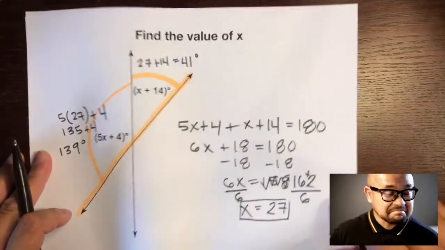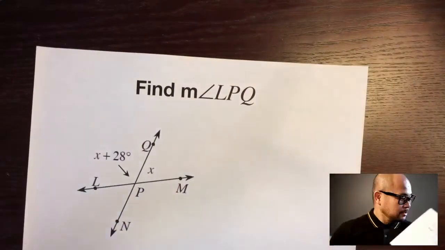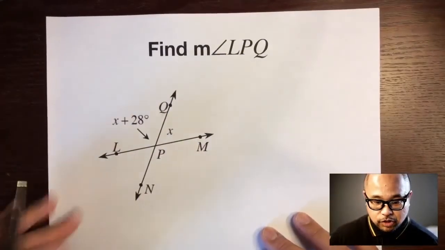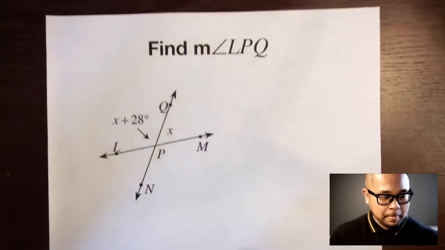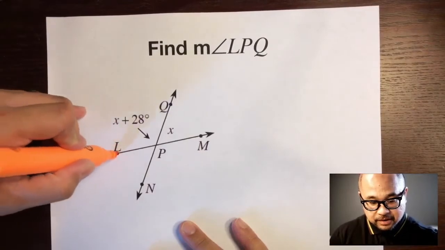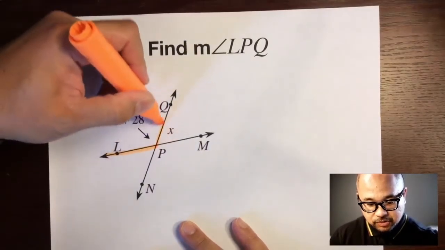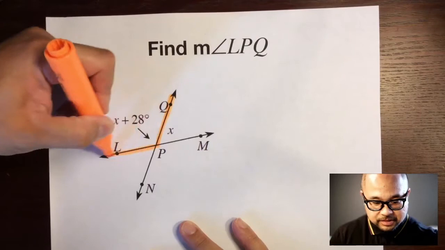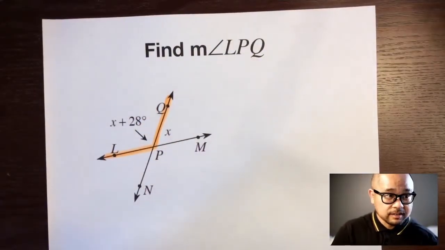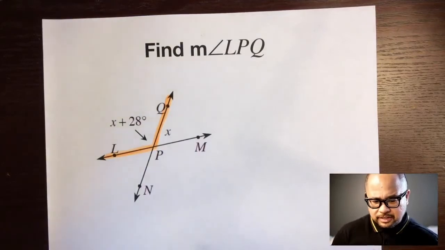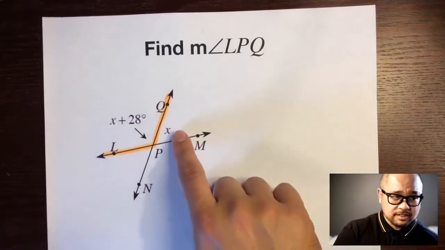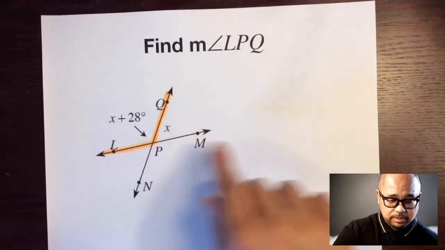All right, next one. Find the measure of LPQ. So if we go from L, let's just connect the dots from L to P to Q. We want the measurement of this orange fluorescent angle right here. But what other information do they give us? Well, they give us the x plus 28 for this LPQ. They also give us this x for angle QPM.